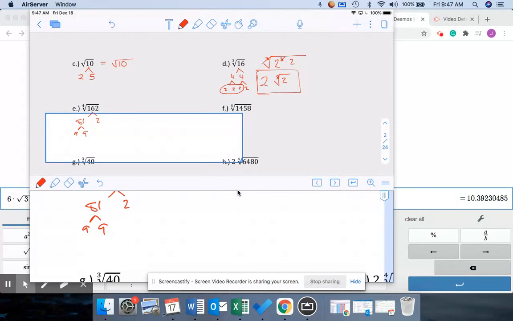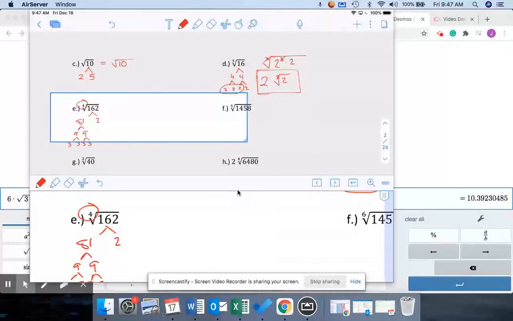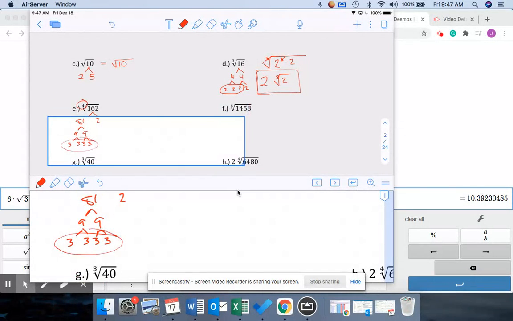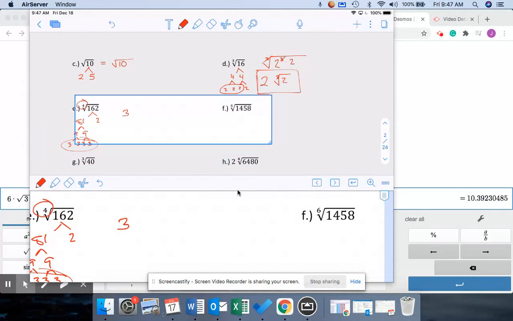Careful, I know I see a double, but I'm going to keep going. 3, 3, 3 and 3, because this time I'm looking for groups of 4 that I want to take out. So I'm going to have a 3 on the outside and the 4th root of the extra 2 on the inside. There we are.